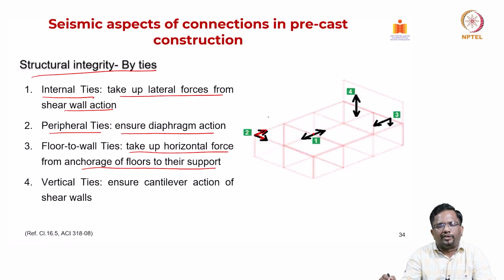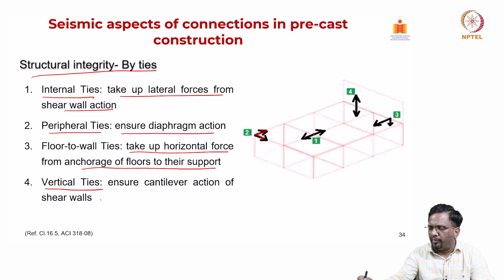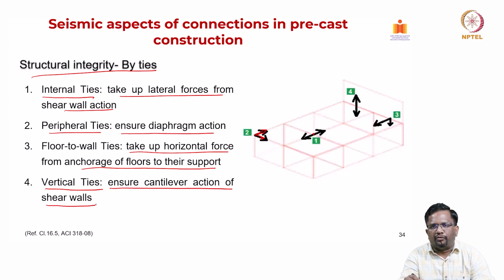By providing these connecting reinforcements, we are going to ensure very good structural integrity, so that all the elements will act as one unit and it will help to transfer the lateral loads. In addition to that, we also need to have vertical ties, for example, between the two elements to ensure that cantilever action of the shear walls will always be there, right. So, the vertical tie elements also should be ensured and designed properly.